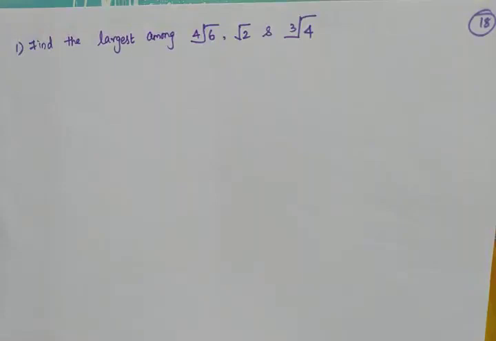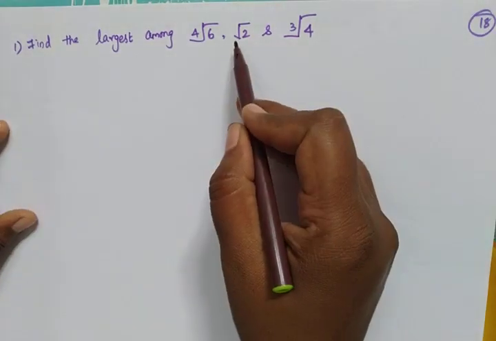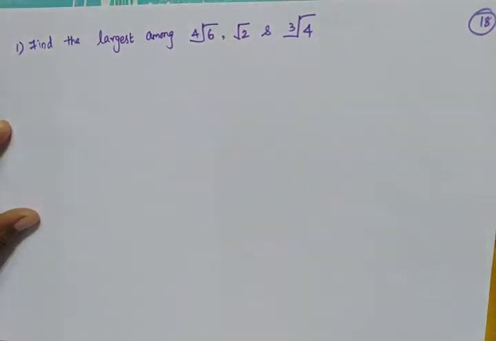Good morning. Today we will solve surds and indices problems. In the previous class we have seen what surds are, what indices are and their types, and we have written the formulas for that, and we have solved a few problems. Today we will continue that. First question: find the largest among 4th root of 6, root 2 and cube root of 4.